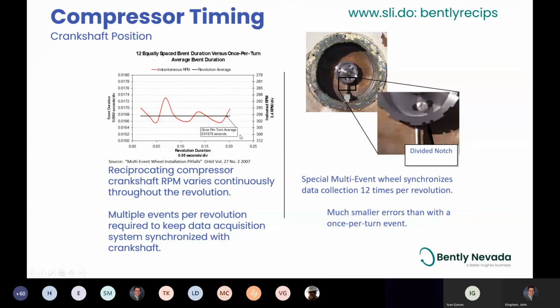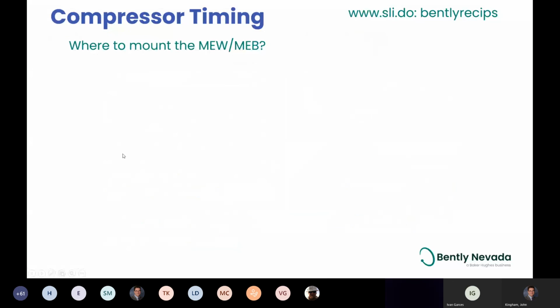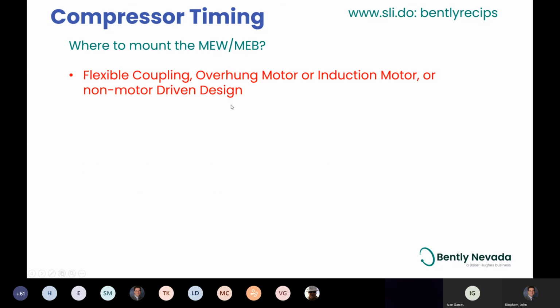And if you want to get in and do diagnostics on whether you have a ring leak or not, knowing where the crankshaft is at every moment is imperative. So that is when we would recommend using a multi-event wheel. So you ask, where am I going to mount this multi-event wheel? And I have a multi-event band, and I'm going to show you that in a moment.